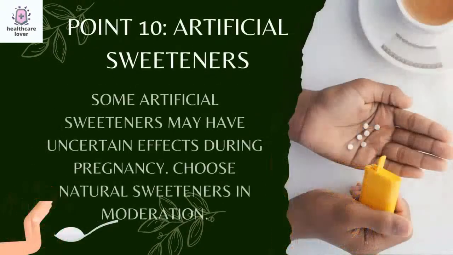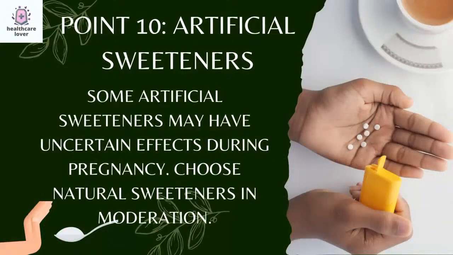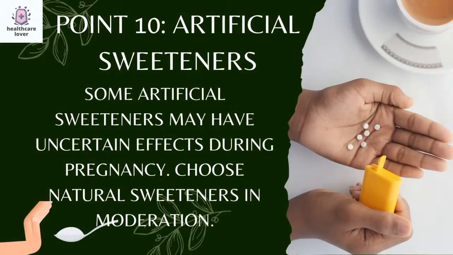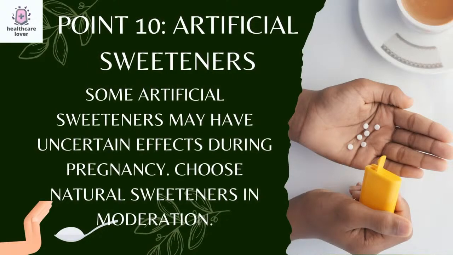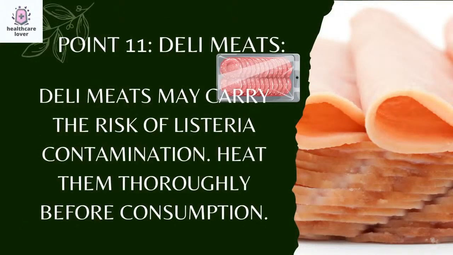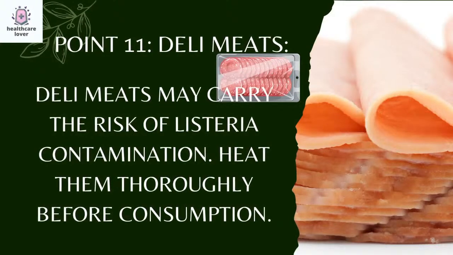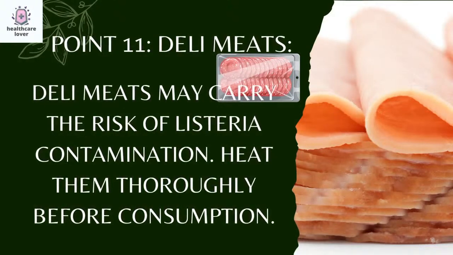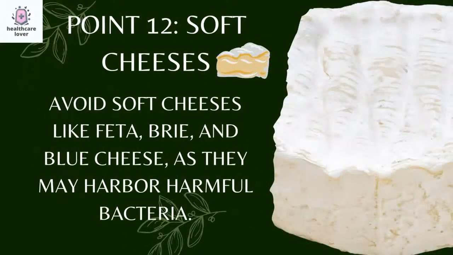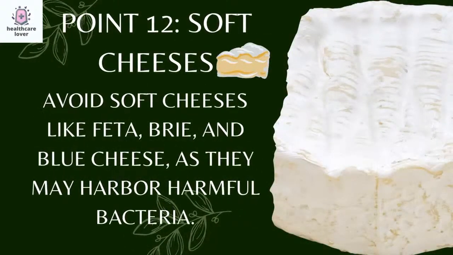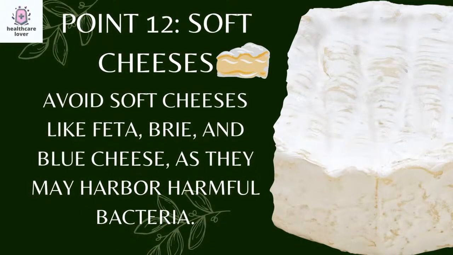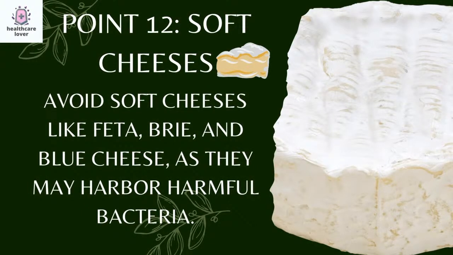Point 10. Artificial sweeteners. Some artificial sweeteners may have uncertain effects during pregnancy. Choose natural sweeteners in moderation. Point 11. Deli meats. Deli meats may carry the risk of Listeria contamination. Heat them thoroughly before consumption. Point 12. Soft cheeses. Avoid soft cheeses like feta, brie, and blue cheese, as they may harbor harmful bacteria.